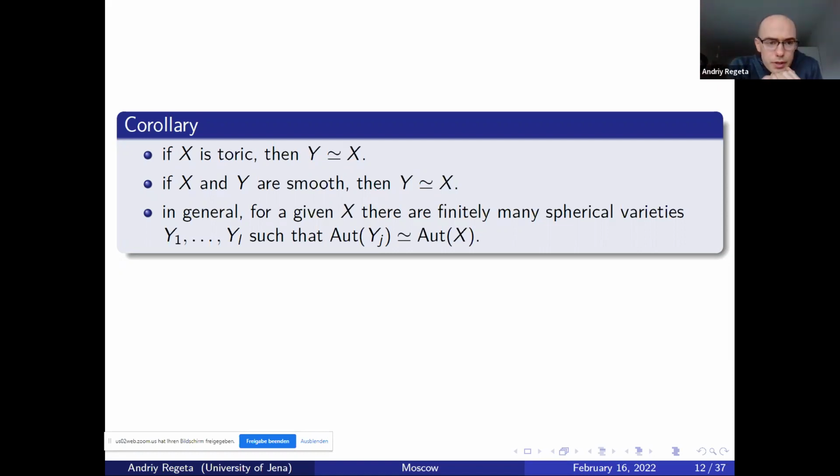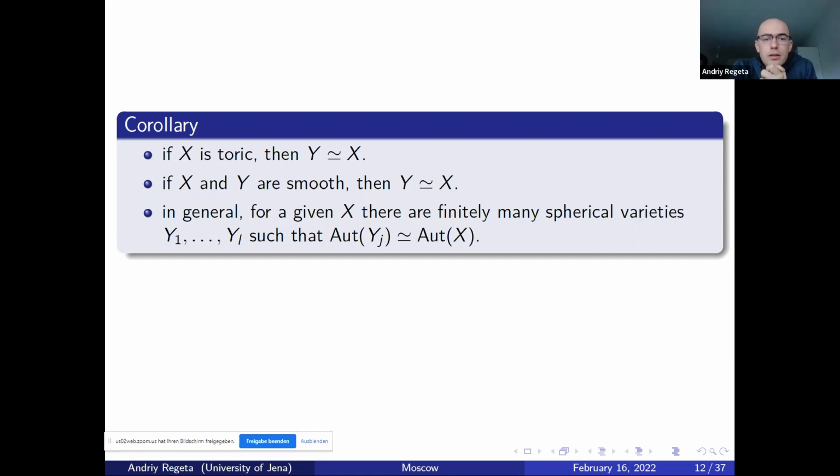If X is toric, then Y is isomorphic to X. If X and Y both are smooth, then Y is isomorphic again to X. So in these cases, a toric or smooth spherical variety is determined uniquely by its group of automorphisms. So again, if X is spherical, then Y is spherical. And if you assume that both are horospherical, then Y is also isomorphic to X.